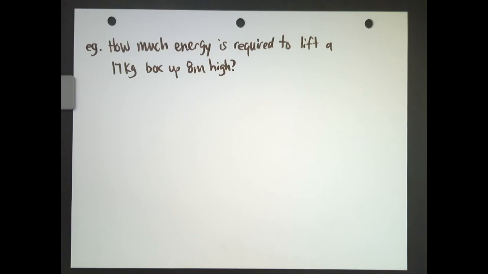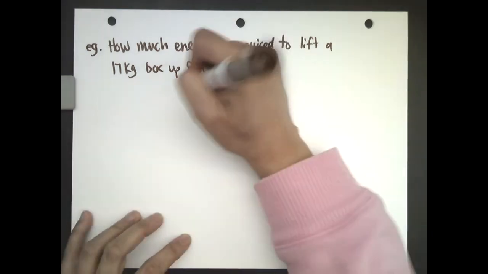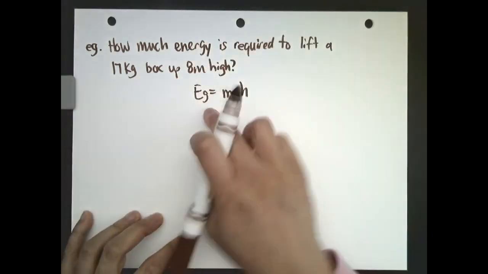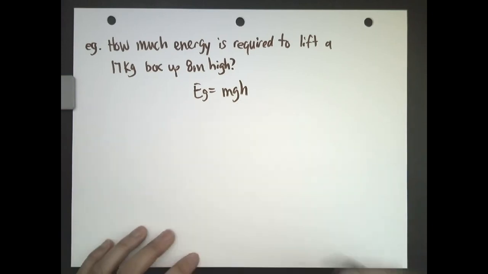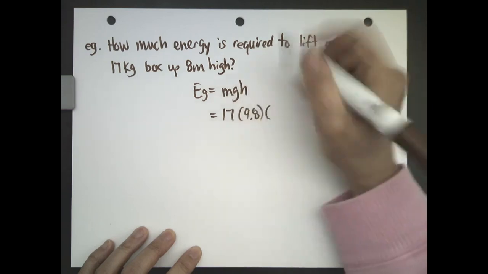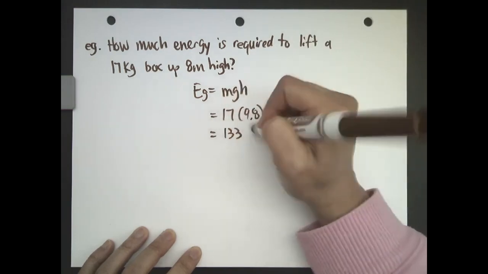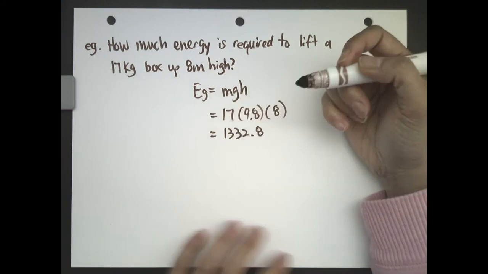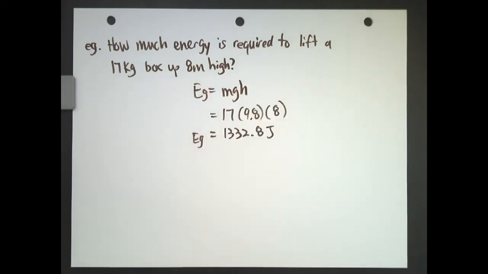All right, so let's try this formula out. It's a pretty simple formula. Here's an example. How much energy is required to lift a 17 kilogram box up 8 meters high? Literally, you just plug it in. I like to put EG so you know that I'm thinking about gravitational potential energy. There's my formula. The mass of the box is 17, gravity is 9.8, and the height we're lifting to is 8 meters, and this here is the answer. 1,332.8 joules. And there you go.